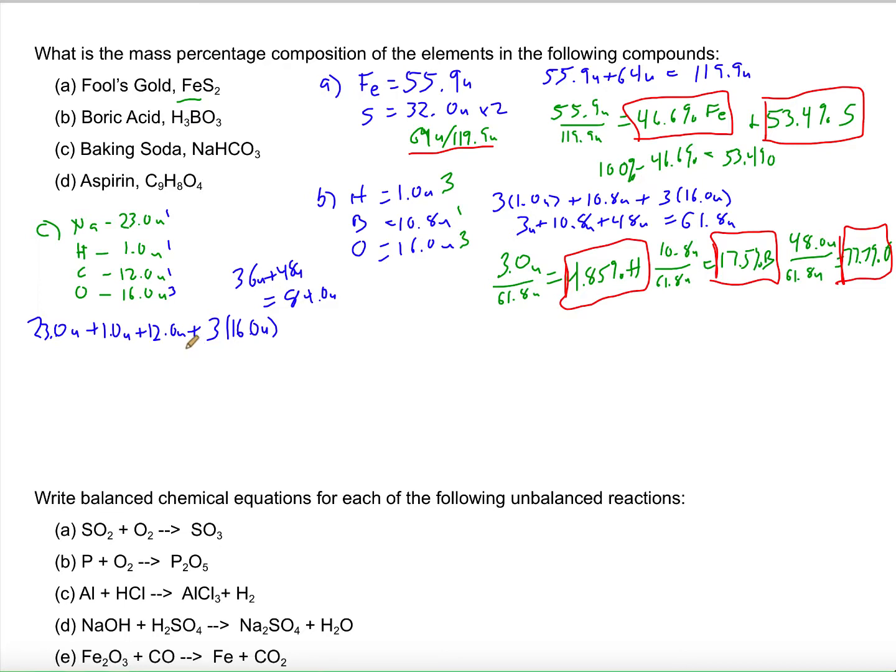Now we have to figure out the percentage of each, and we do that exactly as we did in the previous steps. We will take, for sodium, we will do 23 units divided by 84 units. When we divide those and multiply by 100, we will get 27.4% sodium. If we do the next one, we would do hydrogen, would be 1.0 unit divided by 84 units, which gives us 1.2% hydrogen.